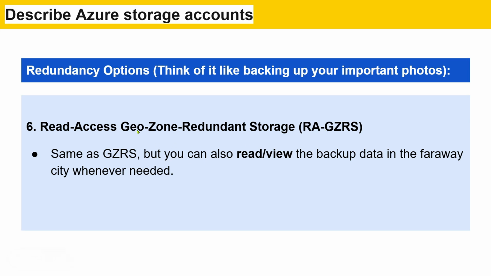Now the sixth option is RA-GZRS. RA means read access, geo zone redundant storage. Same as GZRS, but you can also view the backup data in the faraway city whenever needed. So there you just have a backup. If something goes wrong, it can be restored, and after restoring, you can see it. But here you can also see it anytime you need. So these are the 6 different storage account types that we have seen.